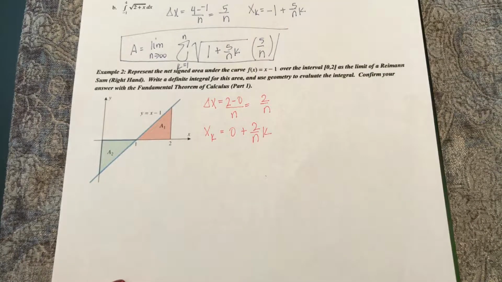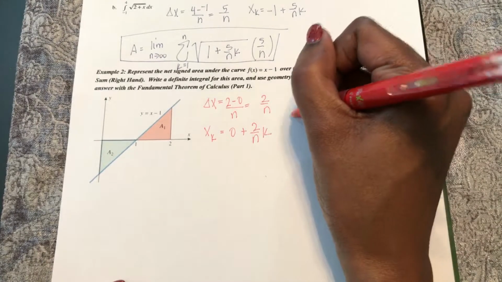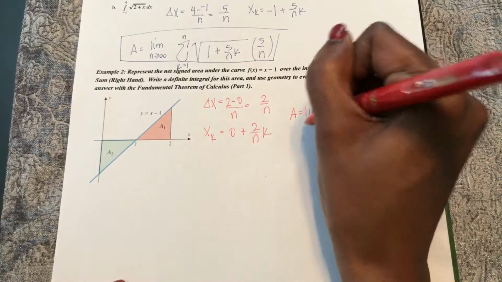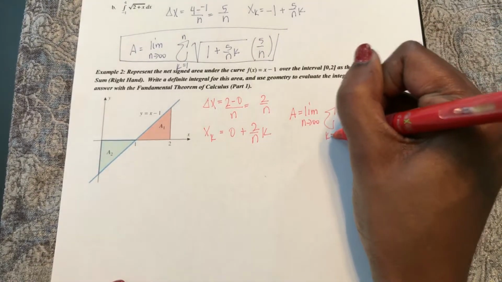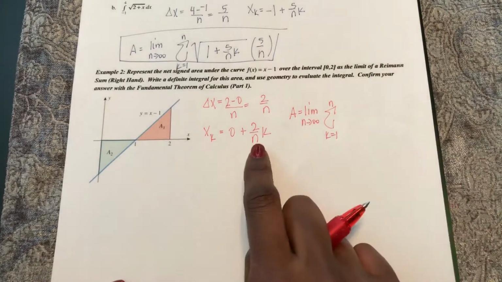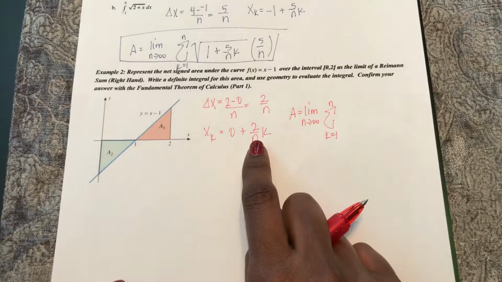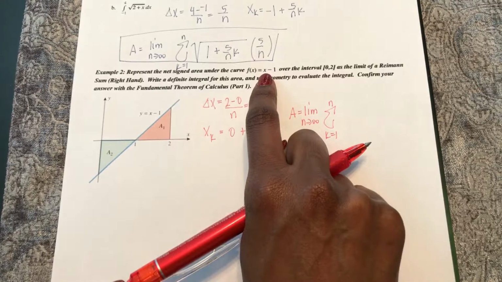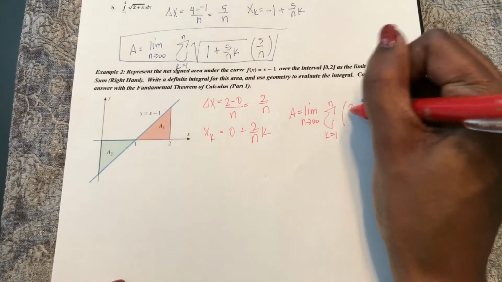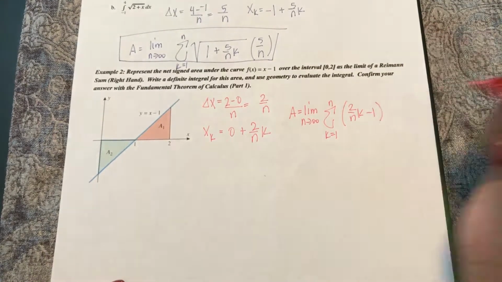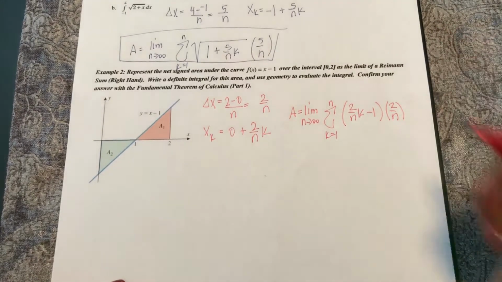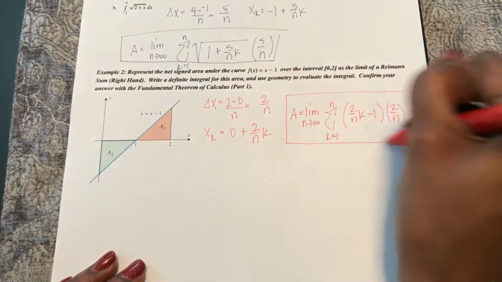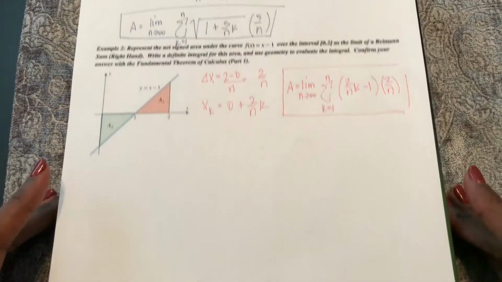So now, if I want to write this as an area, area equals the limit as n approaches infinity of the sum from k equals 1 to n. I'm going to plug this x value into the x value here, which is 2 over n k minus 1, multiplied by delta x, which is 2 over n. So there is my area as a limit.